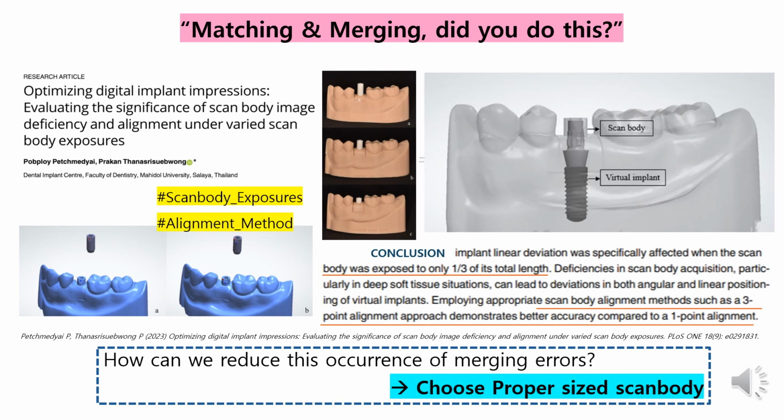Furthermore, the method of matching, whether using 3 points or 1 point, can also make a difference. Therefore, the matching and merging process is very important, and there is a high probability of errors occurring, so technicians need to pay close attention to the process. Despite errors being relatively higher at this stage, they are not extreme to the extent of 1 mm as in the case of the questioner.